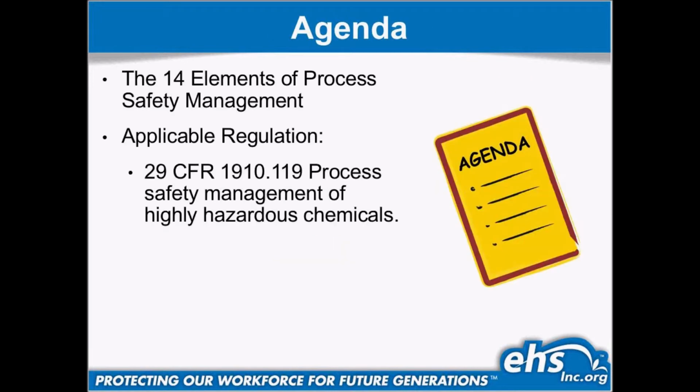So basically what we're going to cover is the 14 elements of process safety management, which is contained in 29 CFR 1910.119, and it covers a lot of different industries. So like I said, we're not going to be specific to an industry. We're just going to be going through the federal 14 elements. And if you need any more help after that, we're here for you. We can actually customize training for you guys.